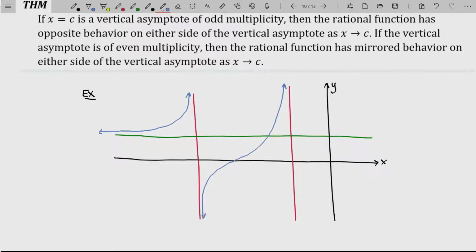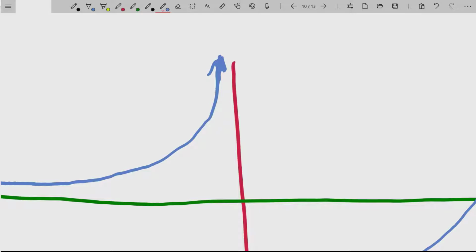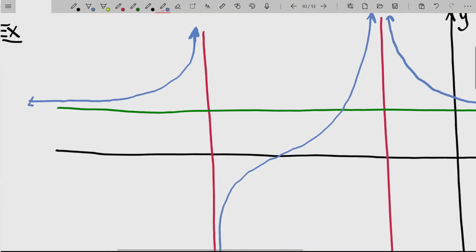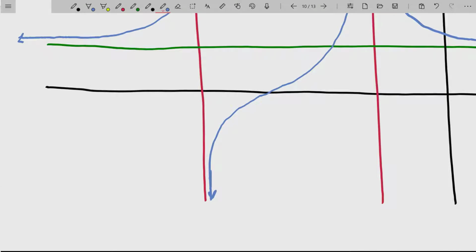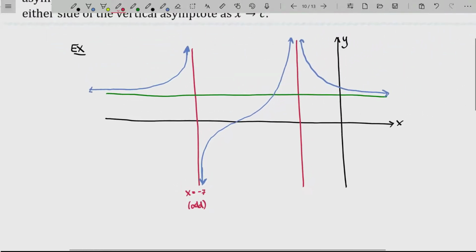Something like that in between there, maybe. And then finally something like this. Okay, so let's just suppose that this is our graph of our rational function. Well, because of the behavior for this first vertical asymptote, on the left-hand side your function is going to positive infinity, and on the right-hand side your function is diving down to negative infinity. That tells us that the vertical asymptote at, let's pretend, x equals -7, I know is an odd multiplicity vertical asymptote because the behavior on either side is opposite. So that's what we mean by opposite behavior.